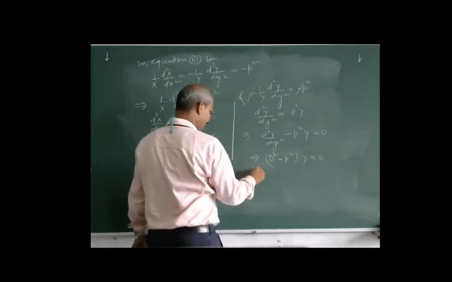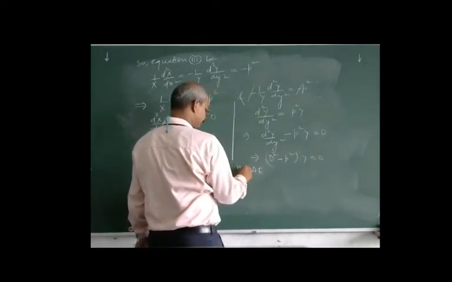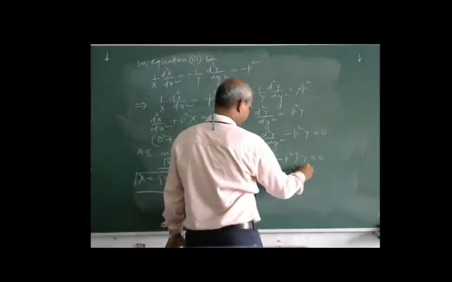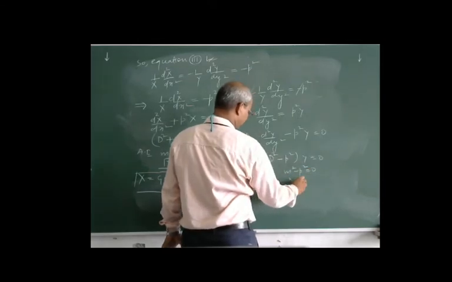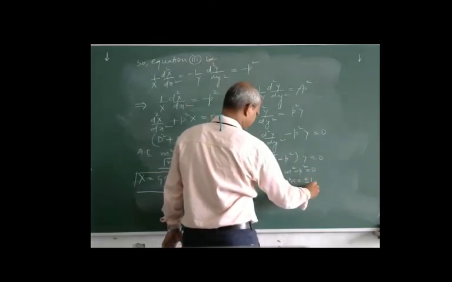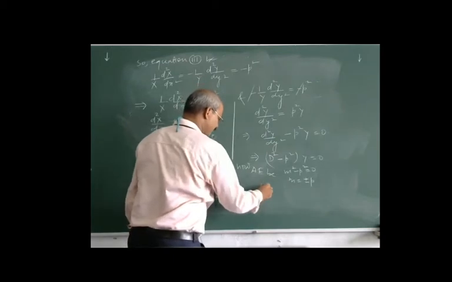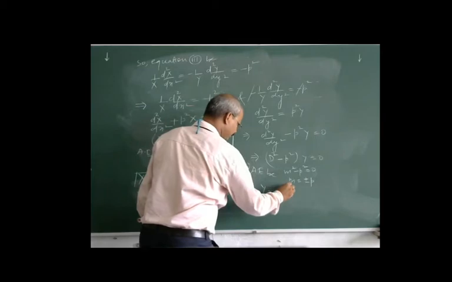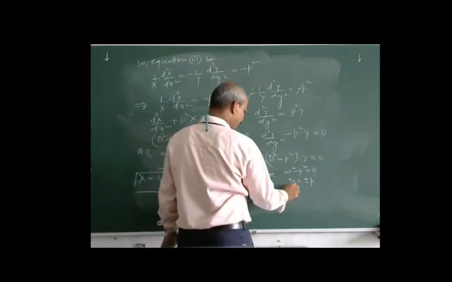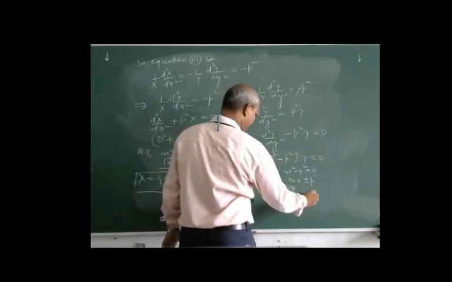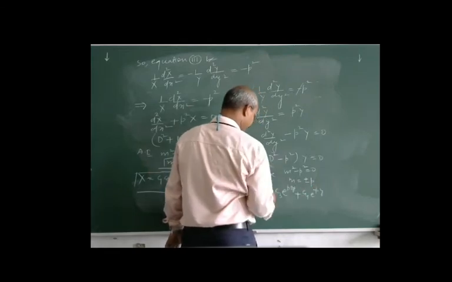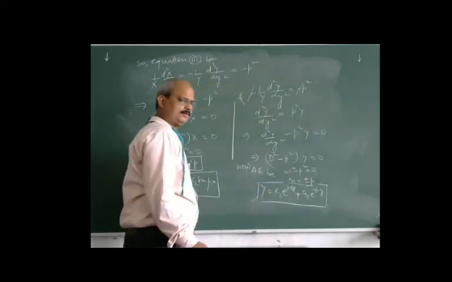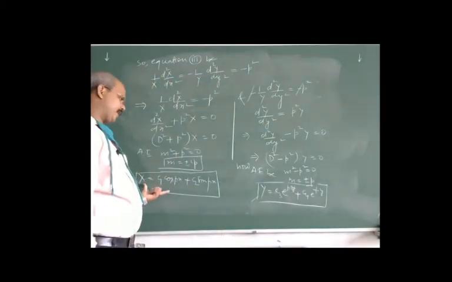So now the auxiliary equation will be m square minus p square is equal to 0. So m equal to plus minus p. Then y equal to c3 e to the power py plus c4 e to the power minus py. This is y. From here we have to obtain the value of y and here x.